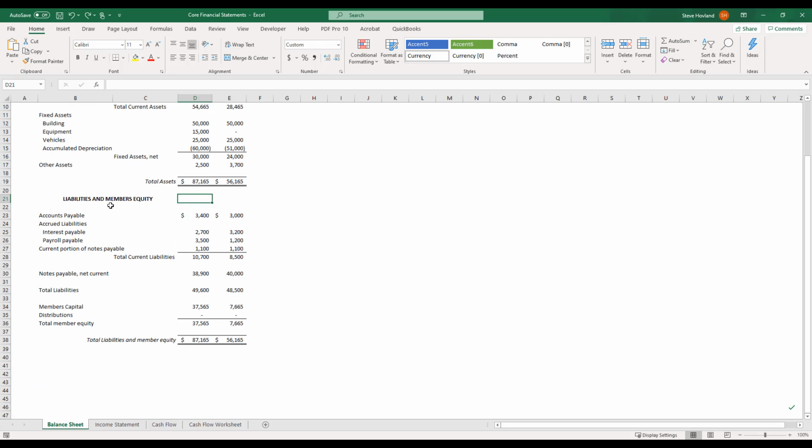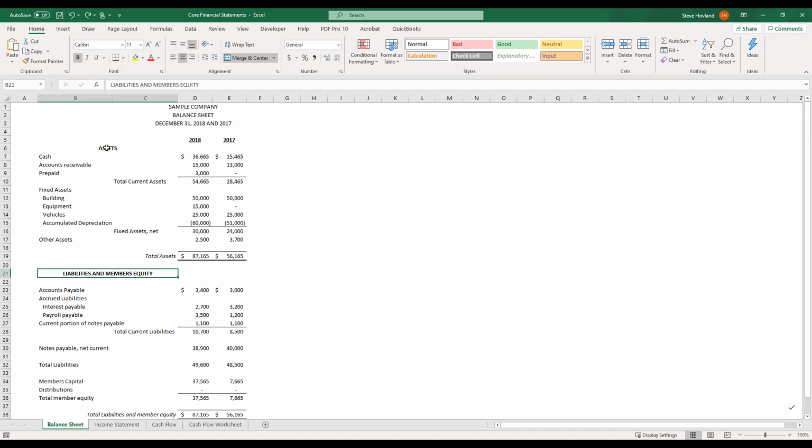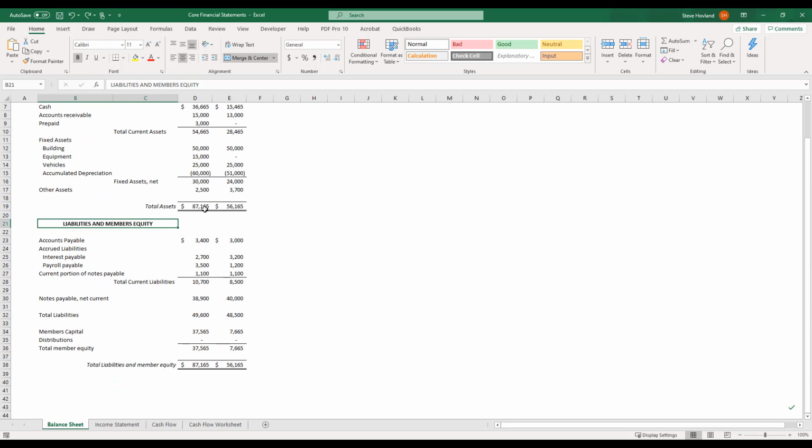Now we get to liabilities and members' equity. Now remember our formula for the balance sheet: assets equal liabilities plus members' equity. So as we come down here, we'll just do this real quick. Total assets $87,165. Liabilities and members' equity $87,165. Lo and behold, our balance sheet balances. Great, that's a great start right there.